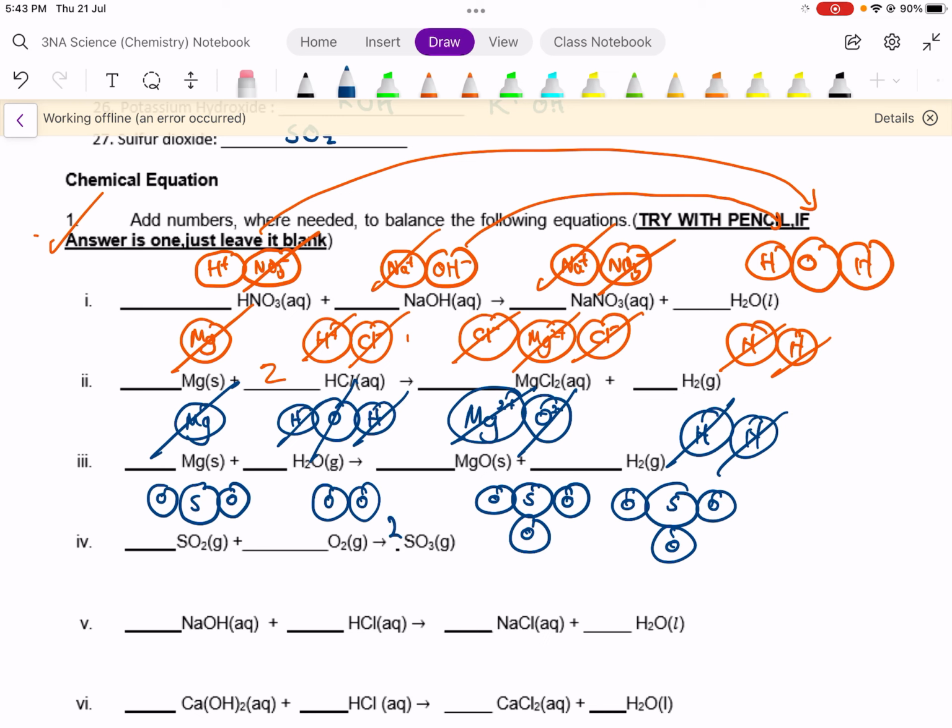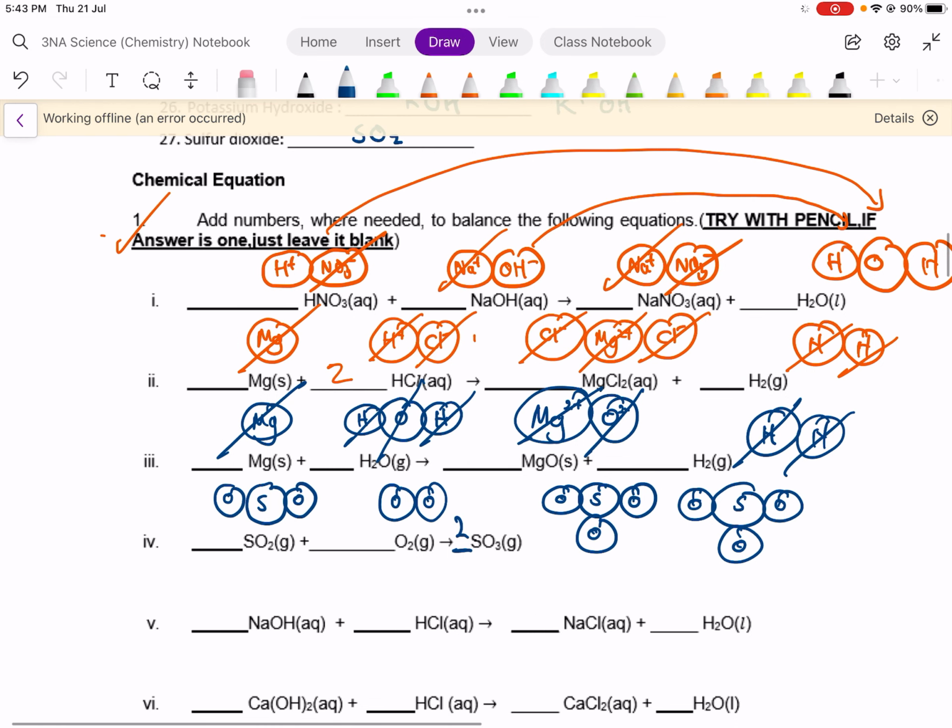Okay, then I put a 2 down here, because there's 2 sets. As a result, you realize there's 2 S, right? So over here I have 1 more set of SO2. So now the S and the S can balance off.